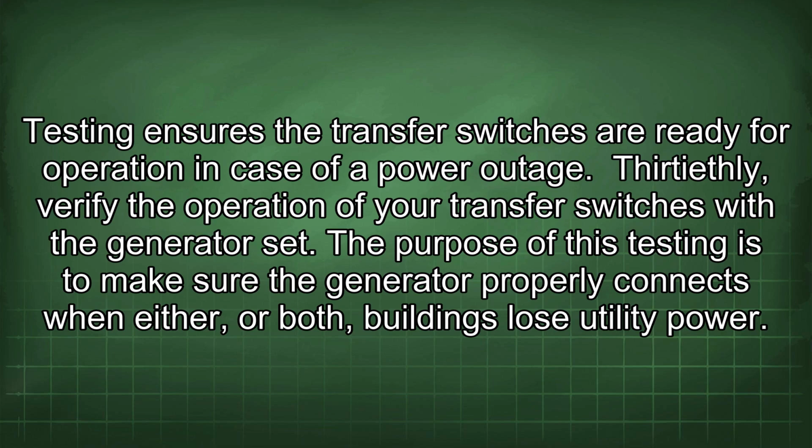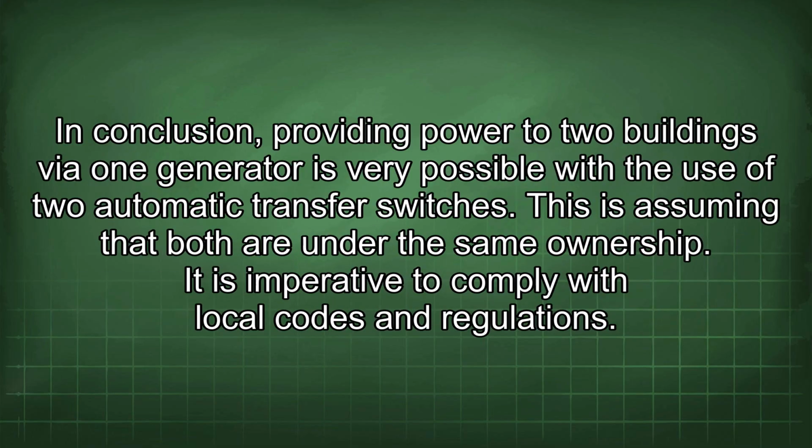30th, verify the operation of your transfer switches with the generator set. The purpose of this testing is to make sure the generator properly connects when either, or both, buildings lose utility power. In conclusion, providing power to two buildings via one generator is very possible with the use of two automatic transfer switches. This is assuming that both are under the same ownership.